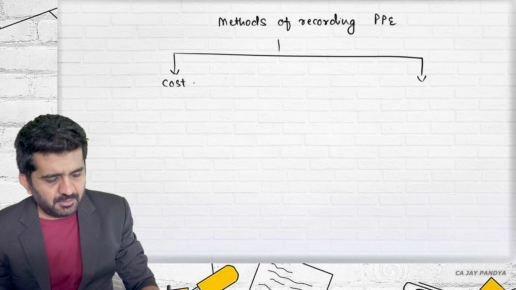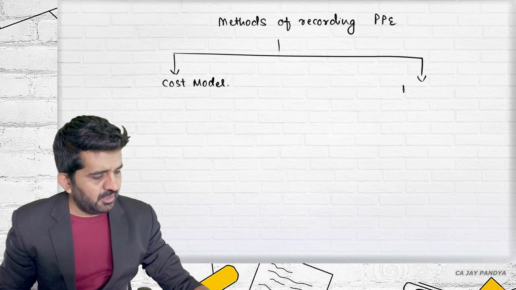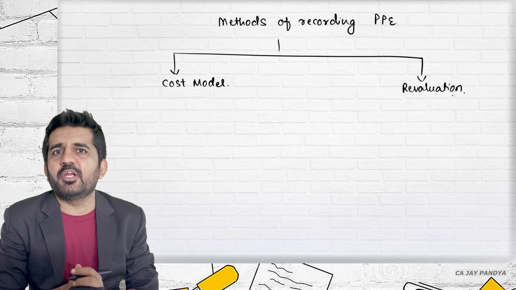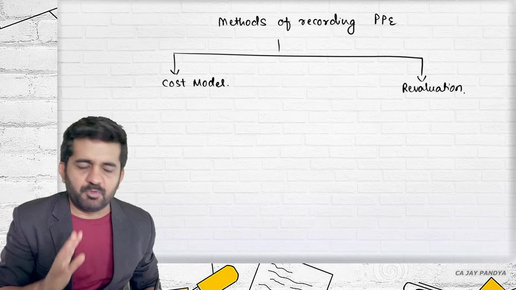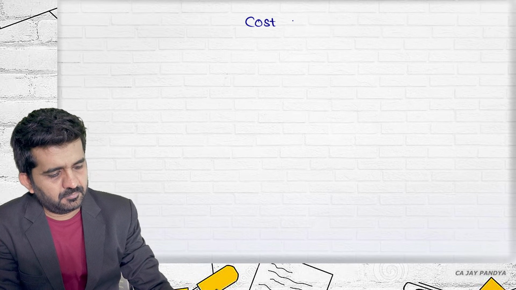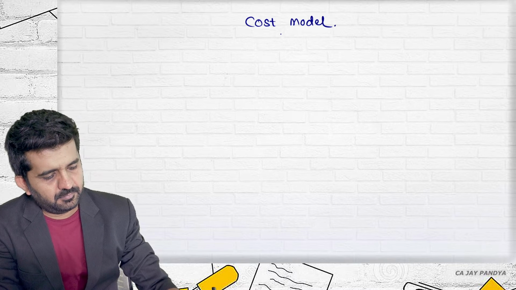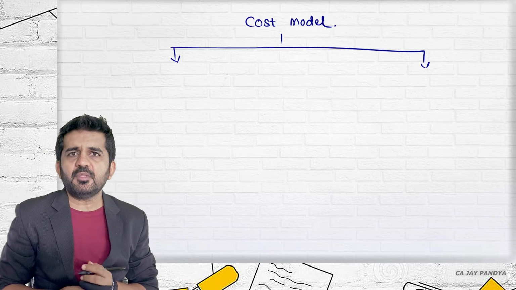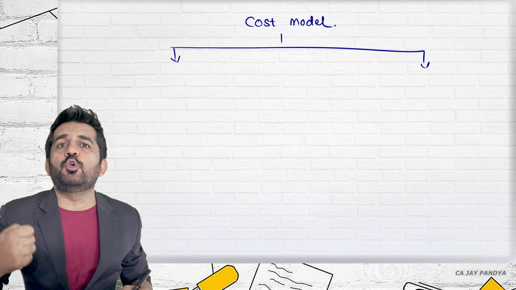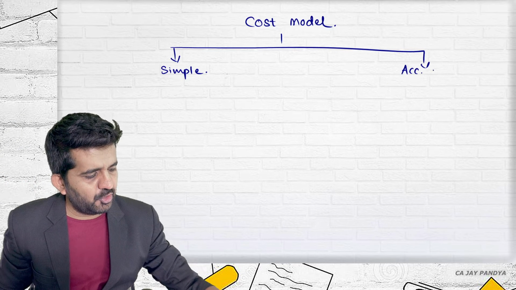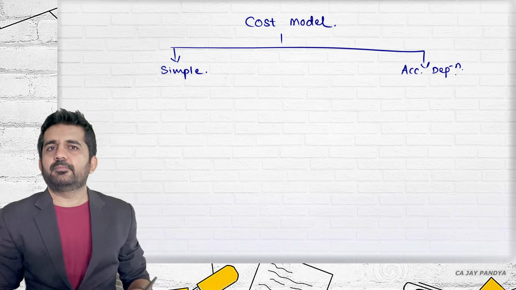One is the cost model. Another is the revaluation model. Cost model you are following since your 11th, 12th standard foundation, so it will be somewhat easy. Revaluation model is somewhat new for you. Let us first go to the cost model. Practically, the cost model is also divided into two parts: the simple method and the accumulated depreciation method.